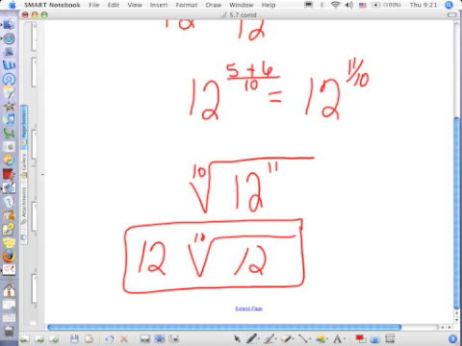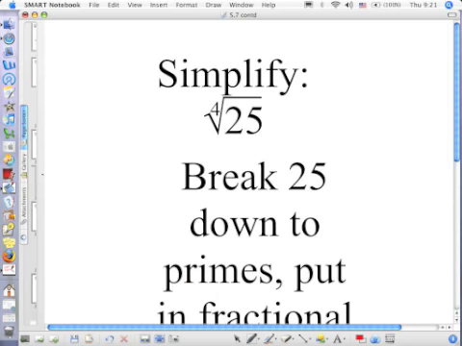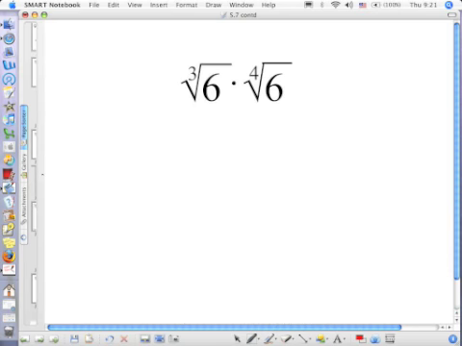Okay? So the reason we were looking at all those fractional exponents is because it gives us a way to solve crazy radical problems that aren't simple. They're much more complex. All right? Let's see if you can do this one on your own. Follow the 4 steps.